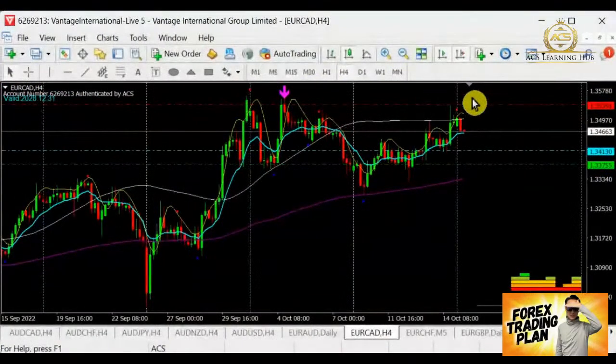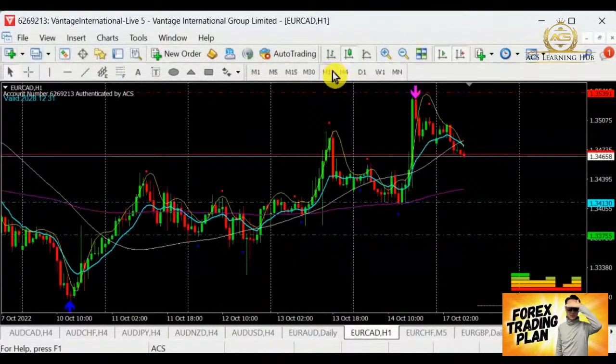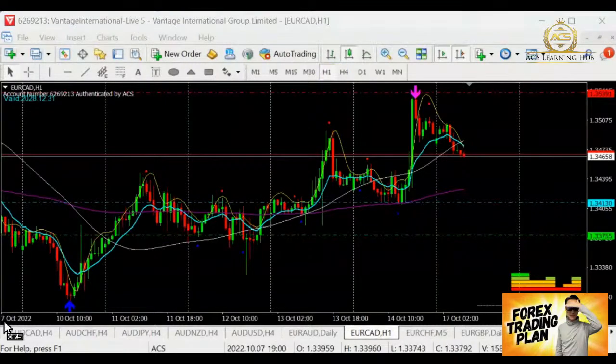So we have hit on the resistance. Now the resistance is coming back here. The support level is still right here, and now it's creating a selling trend. So I would say that for this EuroCAD we can pay attention to that. Very nice. So I'm looking out for selling for EuroCAD today.